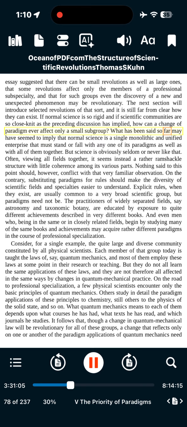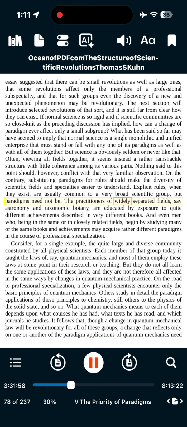What has been said so far may have seemed to imply that normal science is a single monolithic and unified enterprise that must stand or fall with any one of its paradigms as well as with all of them together. But science is obviously seldom or never like that. Often, viewing all fields together, it seems instead a rather ramshackle structure with little coherence among its various parts. Nothing said to this point should, however, conflict with that very familiar observation. On the contrary, substituting paradigms for rules should make the diversity of scientific fields and specialties easier to understand. Explicit rules, when they exist, are usually common to a very broad scientific group, but paradigms need not be.